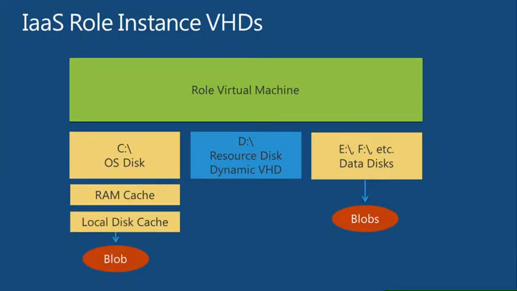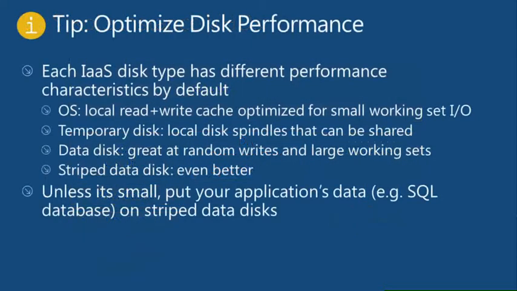And you can see that the data disks and the OS disk are backed by blobs. The default caching policy has the OS disk use a RAM cache as well as a local disk cache behind it. Now, the reason why we use different caching policies is to maximize for the kind of workloads that we expect you to be putting on these different disks.